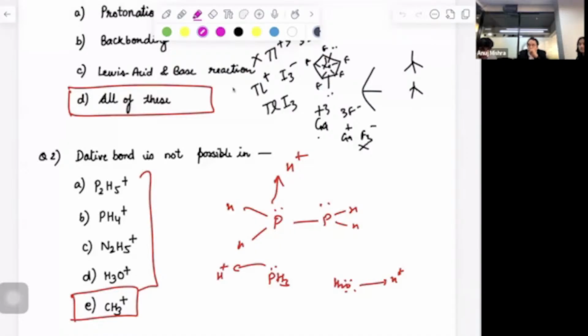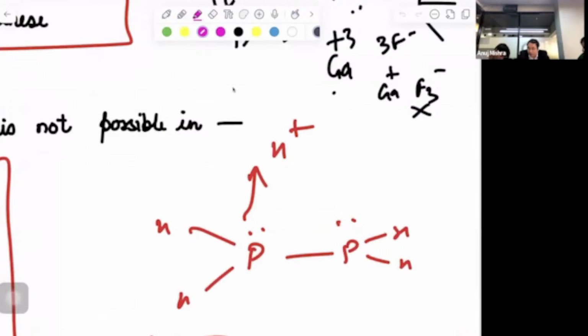कर लेंगे. समझ में आ रहा है? पक्का? So draw these structures also. पिछले क्वेश्चन का लिखा ही नहीं. Dative bond formed in... What's the answer? What is the structure of P2H5 plus? So we have P2H4. That's what I'm saying. Please draw. First you draw P2H4 and then take one lone pair and give it to H plus.